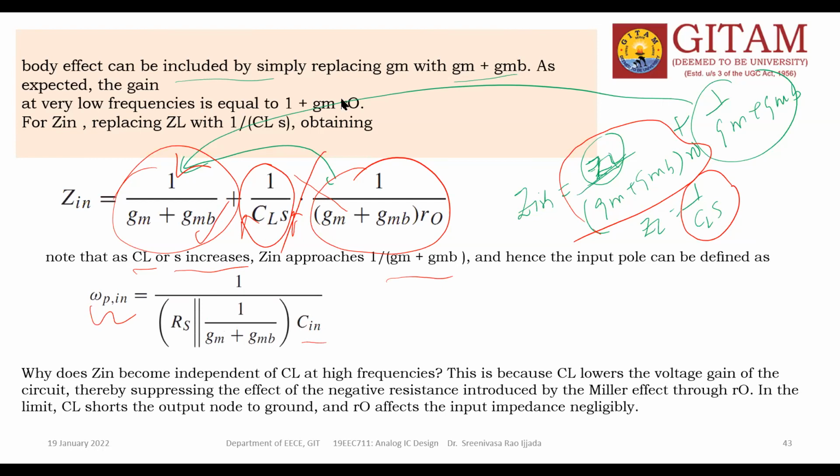Yes, sir. Any doubt? No, sir. No doubt, sir. Okay. So this is the input pole frequency, equal to 1 by RC. This is the R value, this is the C value. Here R value, RS is already there, source resistance in parallel with input impedance. This is the input impedance, because this part is negligible in this case, so that Zin is simply 1 by gm plus gmb.